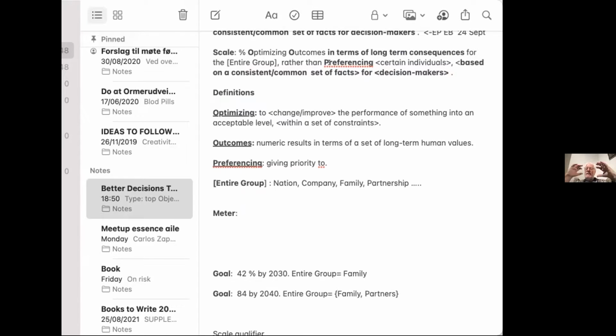You have a high-level generic scale pattern, and by using different scale qualifier conditions, this is a scale qualifier condition family, you can have as many different points on that scale as you like. And in fact, what you're doing is multi-dimensional decomposition of the scale.